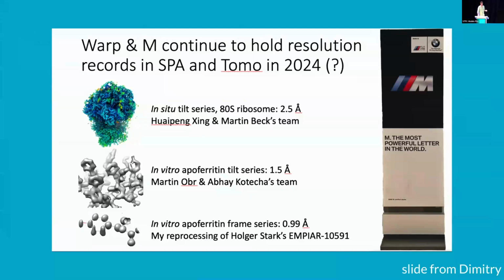Martin Ober in Abe Katech's team at Thermo Fisher did a 1.5 angstrom apoferritin tilt series. I'm sure that was the most fun processing that's ever been done. And then Dimitri actually reprocessed this data from Holger Stark's lab with the CS-corrected Cryos and got it all the way down to 0.99 apparently. I think there might be some controversy over that. Don't really know the details.